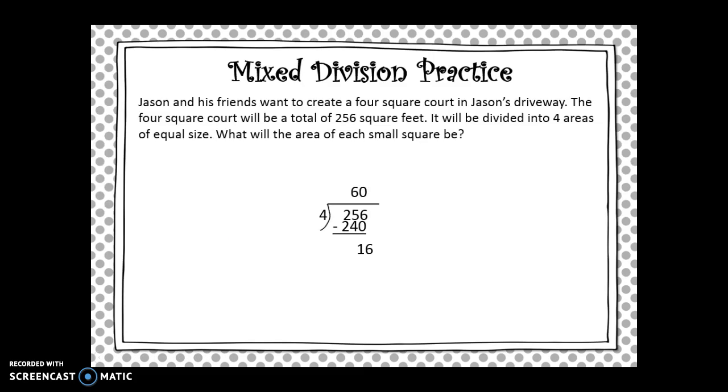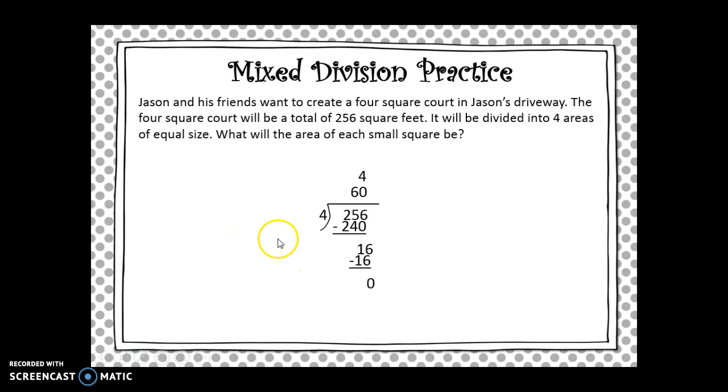Now I have to think to myself, how many groups of 4 can I make with 16? If I know my multiplication facts, I know that the answer would be 4. So now I have to multiply 4 times 4 and write that product underneath 16. 4 times 4 is 16. Then I have to subtract again. 16 minus 16 is equal to 0.